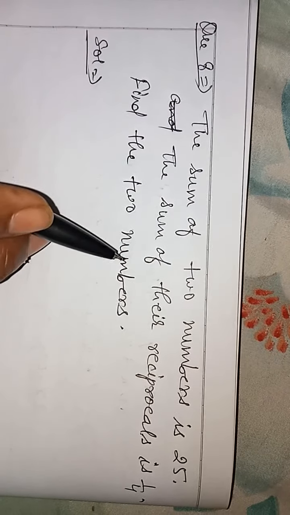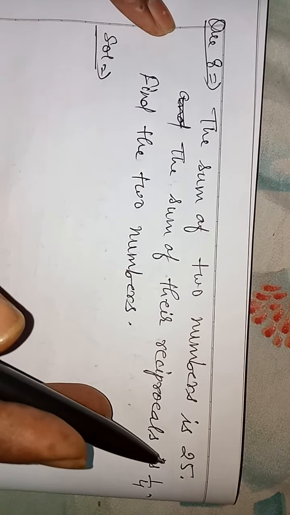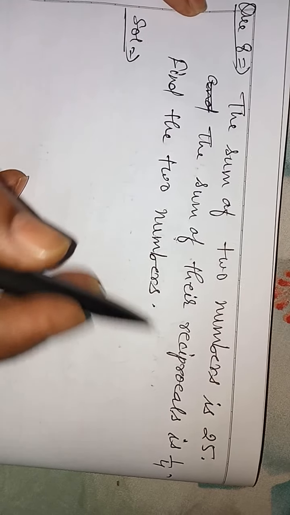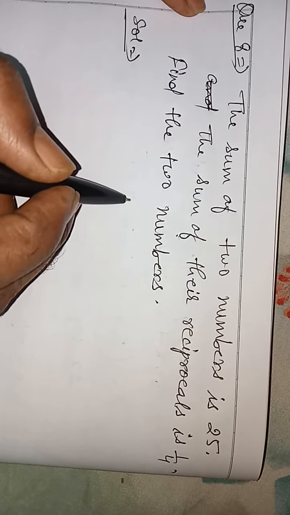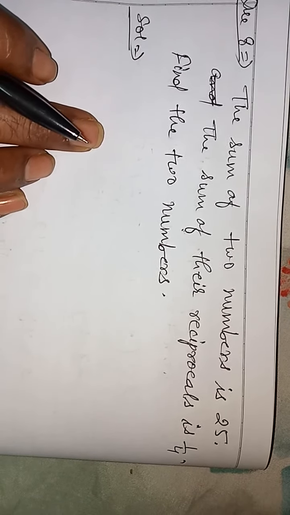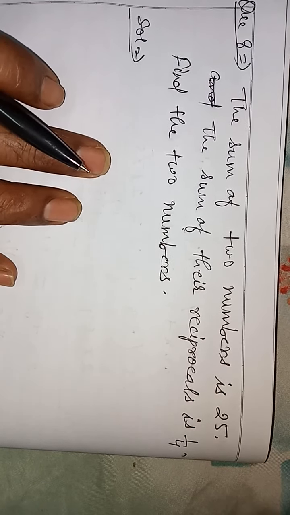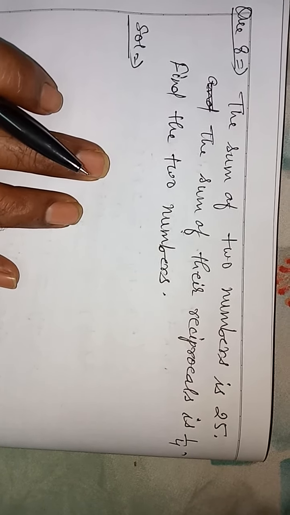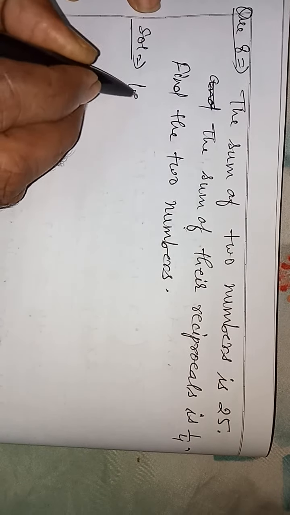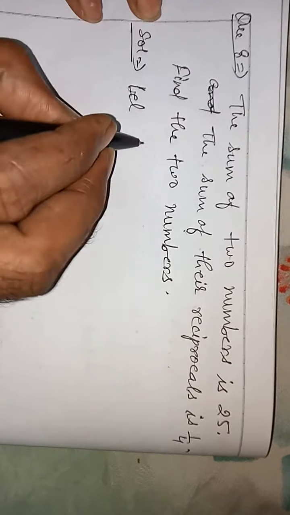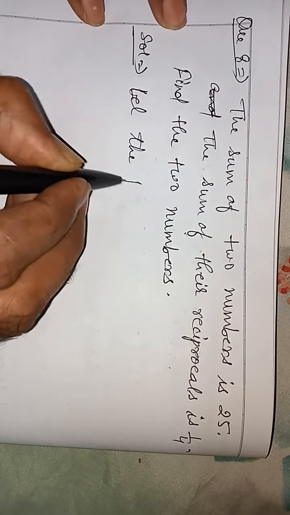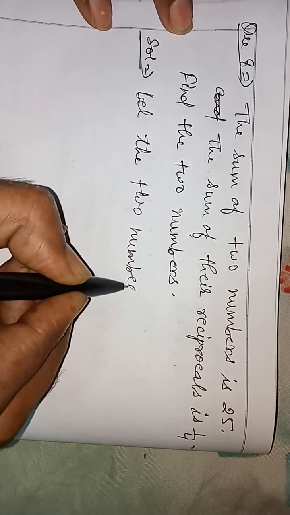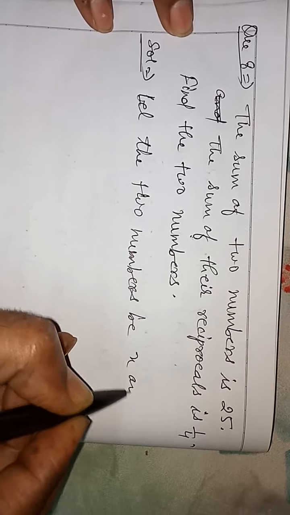In question number 8, the sum of two numbers is 25. The sum of their reciprocals is 1/4. Find the two numbers. Two numbers are given whose sum is 25 and the sum of their reciprocals is 1/4, and we have to find the numbers. So let the two numbers be x and y.